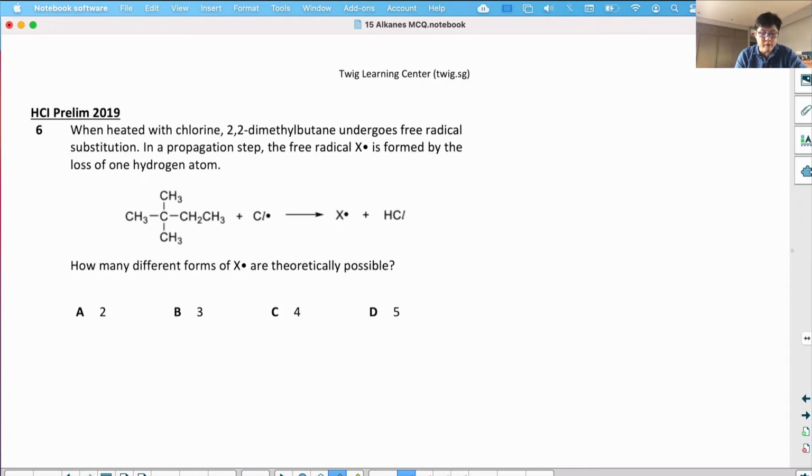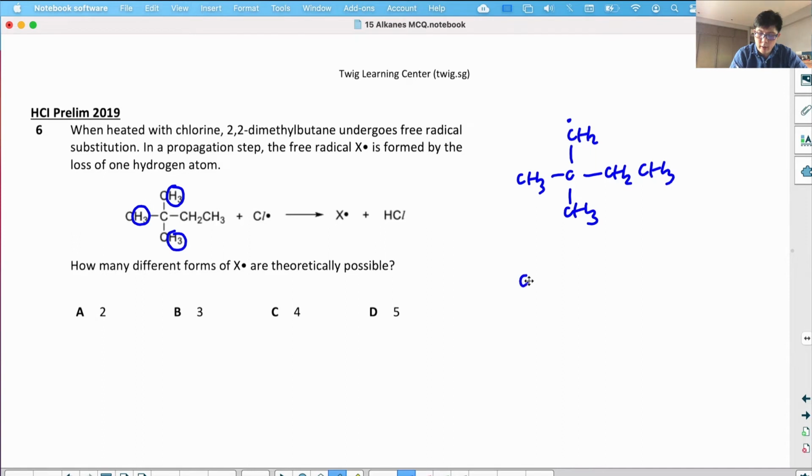All right, how many different radicals are theoretically possible? You can replace any of these H's to form a radical, and that's considered as 1. Right, so I'm going to draw it out nicely. So this is actually considered as 1. All right, this is considered as 1.